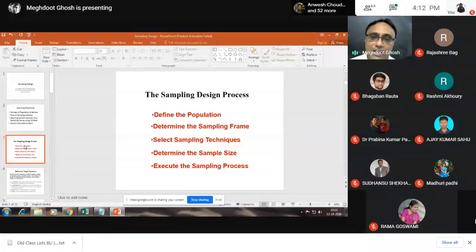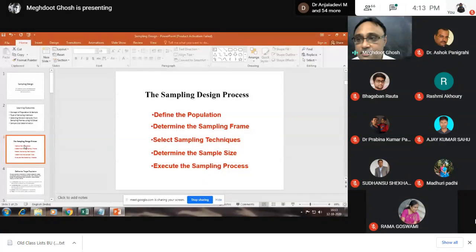Then we have to determine the sample size. Now, believe me, this is a $1 million question. What sample size am I going to use so that my research will be unbiased, so that my research will be effective? So again, there are several ways by which we can do that. We will come to it later, right? And then we can execute the sampling process.